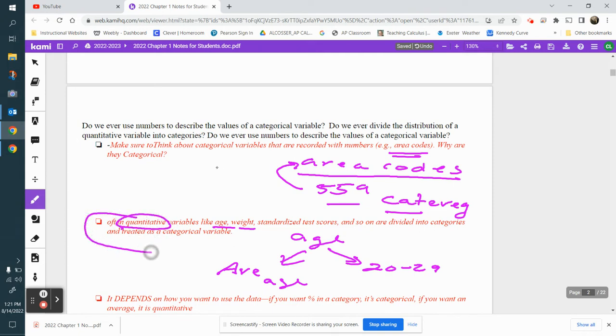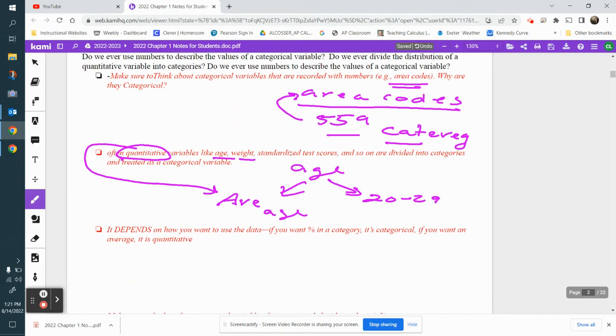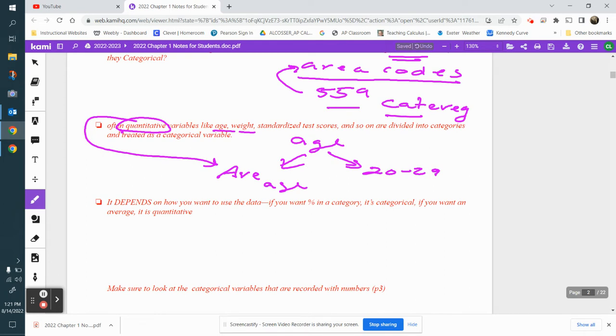So you got to kind of pay attention to what they're asking. So quantitative is really a measurement. And that's what this last thing, it depends on how you want to use the data. Do you want to use it as like a grouping? If it's a grouping idea to where you want to know proportions of people and stuff like that, it's going to be a categorical. Like this, if you want percentages. So like 3 out of 4 people, that is going to be a category. Okay. If you want an average, it's quantitative.